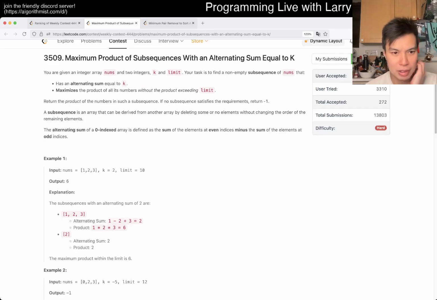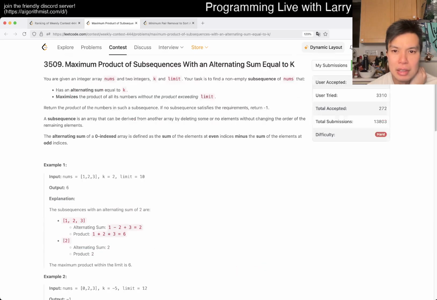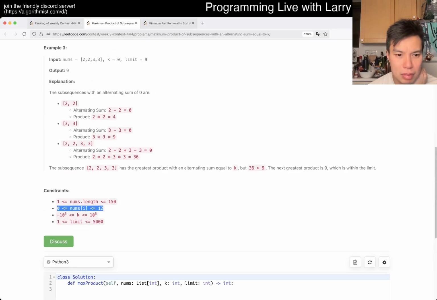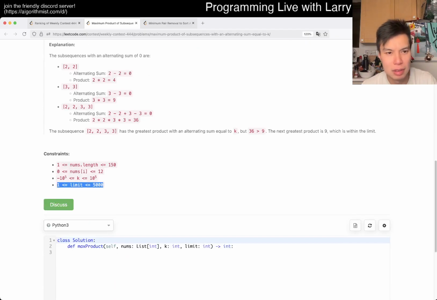Okay, so the subsequence with an alternating sum of K. What's n? n is 150. That's interesting. nums[i] is at most 12. What is K? K is the sum that we care about, but nums[i] is at most 12. Huh? Can we even get to like 10,000? I guess so, 12 times... No, it's just like 1,500 or something, right? It's a little bit weird, but okay. Limit is the product limit, right? Maximize the product without the product exceeding limit. Okay. It's a very weird one for sure.